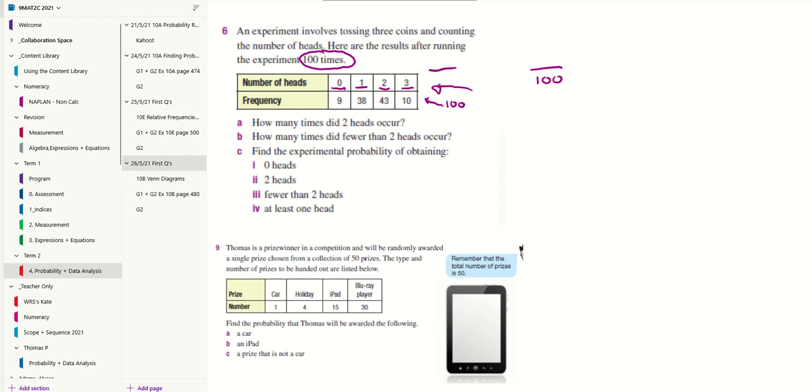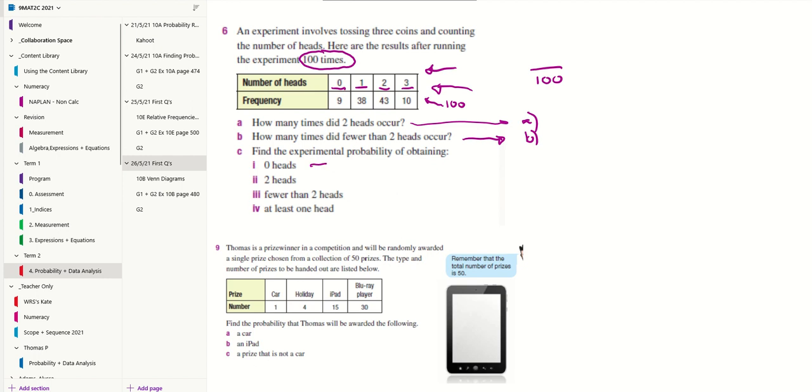Okay, so you're looking at this table here, and you're going to pull that data out. This first question is asking you just how many times did 2 heads occur. So you've just got to pull that out of the table, look for your 2 in the top line. Now it's asking you how many times did fewer than 2 heads occur. So think about what fewer means, and then grab that information from the table. Those 2 are just going to be simple numbers rather than our fraction and probability.